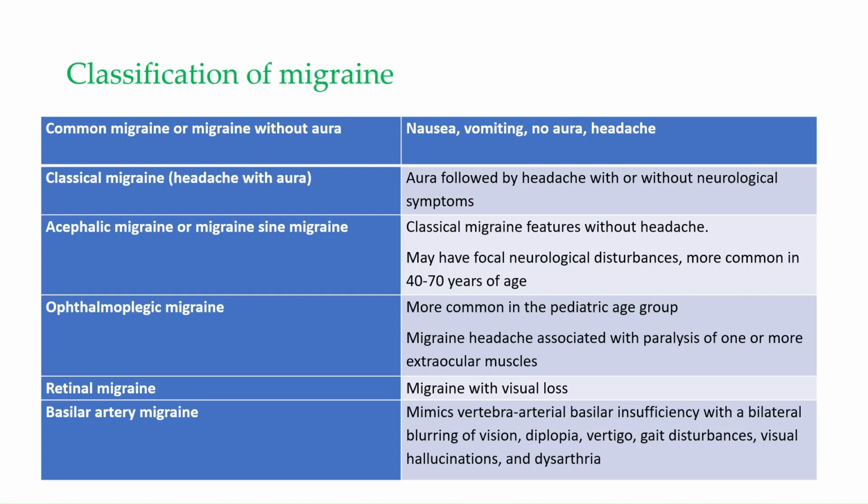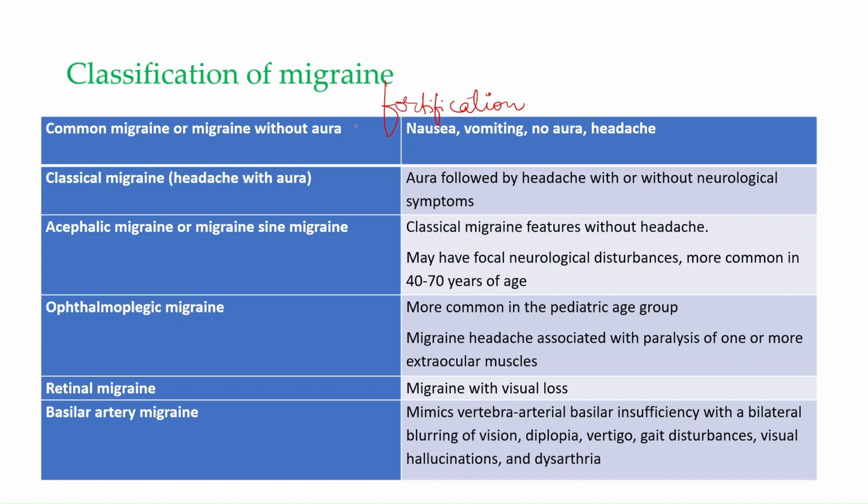So how do we classify migraine? Common migraine or migraine without aura is usually characterized by headache, nausea and vomiting without any aura. Classical migraine has an aura. The aura is usually a visual aura, and you usually see something known as a fortification spectra. You see bright lights in the form of a fort which go on closing towards the visual field. It's known as fortification spectra.